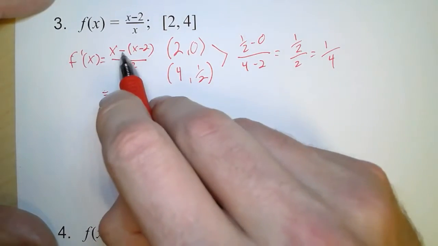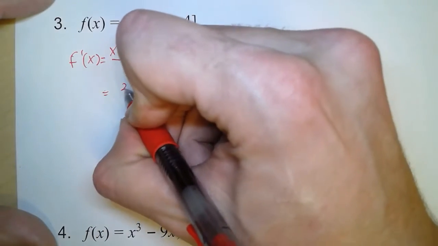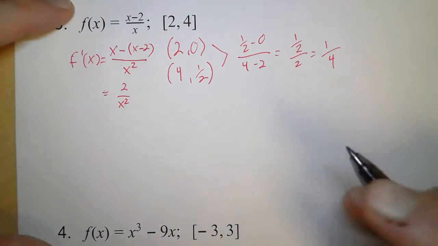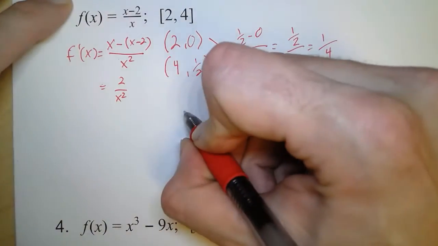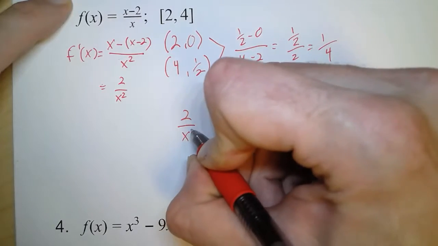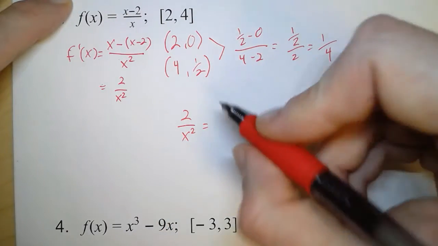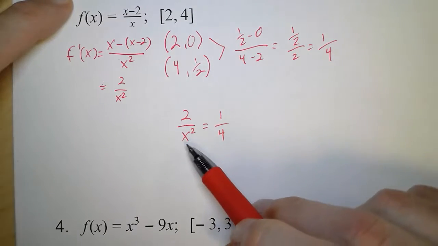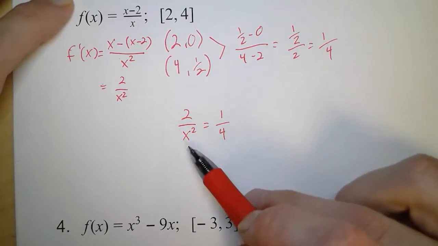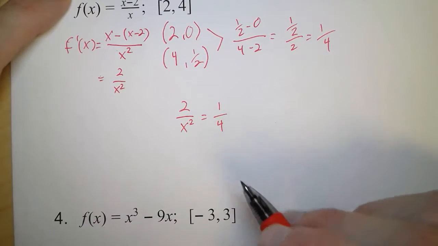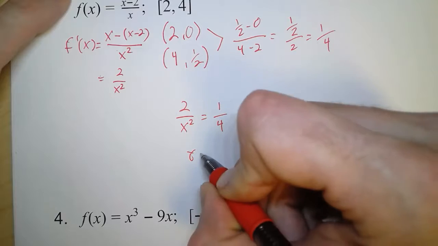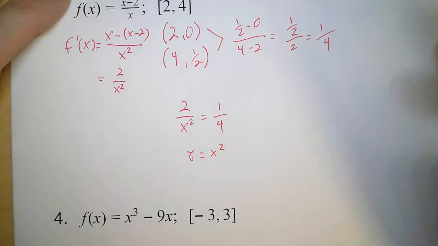And we can simplify this a little bit because we're going to have x minus x plus 2. So we have 2 over x squared, and that equals f prime. So now what we do is we solve for 2 over x squared. So I can treat this as a proportion, and I can cross multiply these. And so we have 2 times 4 is 8, x squared times 1 is x squared.